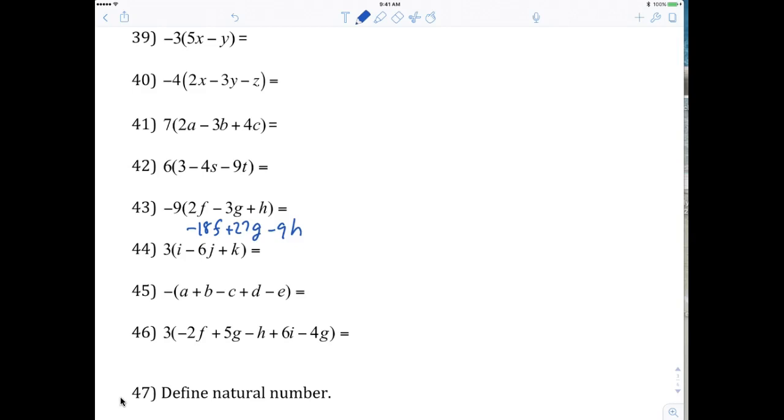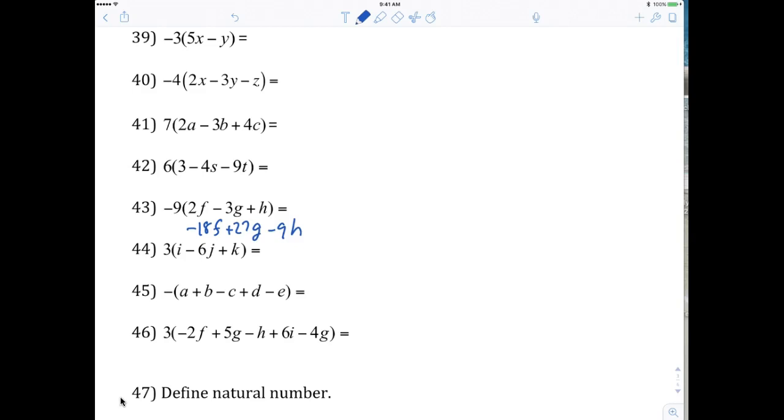All right. 46. Yes, we're going right down the middle. Who's me? Naomi. Naomi, go. Negative 6f plus 15g minus 3h plus 18i minus 12g. You're awesome. Perfect.